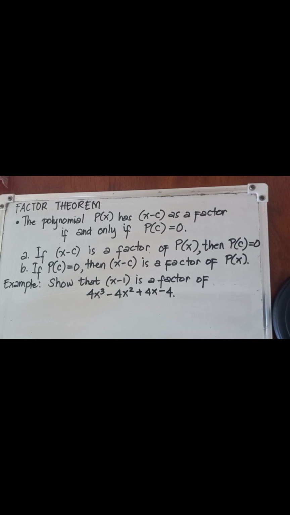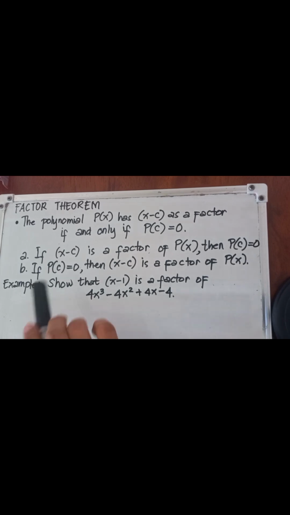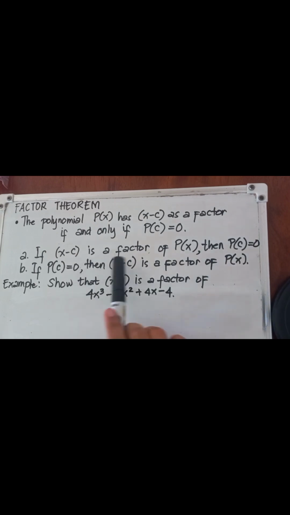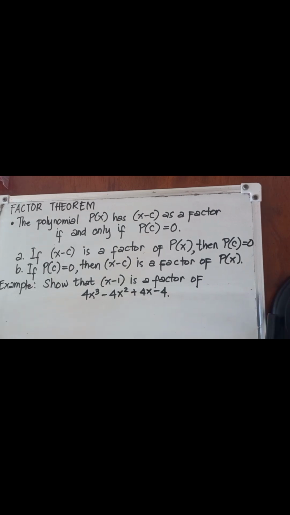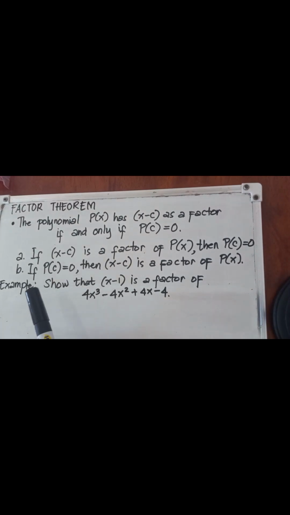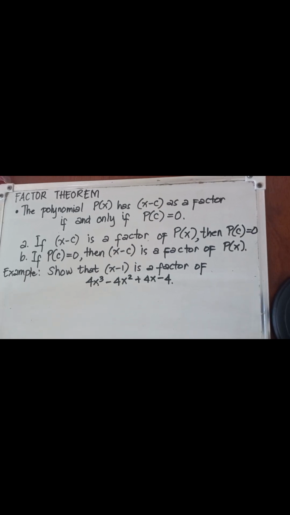Next is the factor theorem. The polynomial P of x has x minus c as a factor if and only if P of c is equal to 0. So if your x minus c, or your divisor, is a factor of P of x, then your remainder is equal to 0. Now, letter B: if your remainder is equal to 0, then x minus c, or your divisor, is a factor of P of x. So let us have an example.